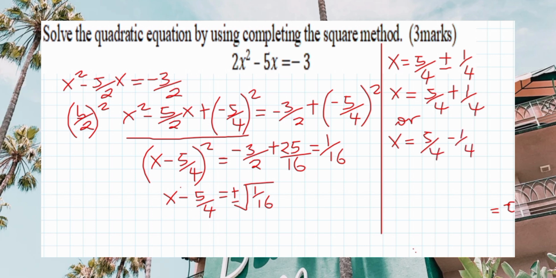And so in our first case here, it is going to be equivalent to 1.5. And in our second case here, it is going to be equivalent to 1. So that way now, we are able to get the values of x, that is 1.5, and also 1.